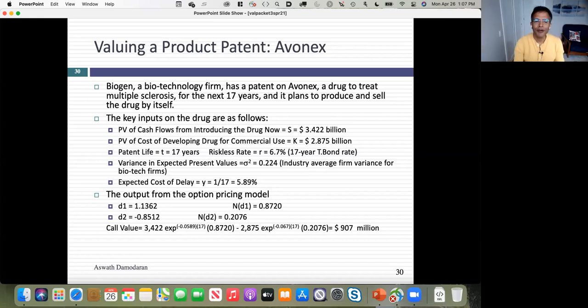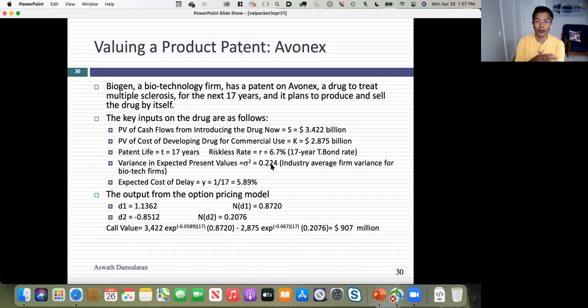Given that they haven't developed the drug yet, there's still optionality. They can choose to wait. For how long? They have 17 years left on the patent. That's not the original patent life. This is the 17 years left on the patent. The riskless rate was about 6.7%. That was the 17-year T-bond rate. And this is a very, very unstable and uncertain business. In fact, the industry average variance for biotech firms at the time that I did this, these are publicly traded biotech firms, was 0.224.